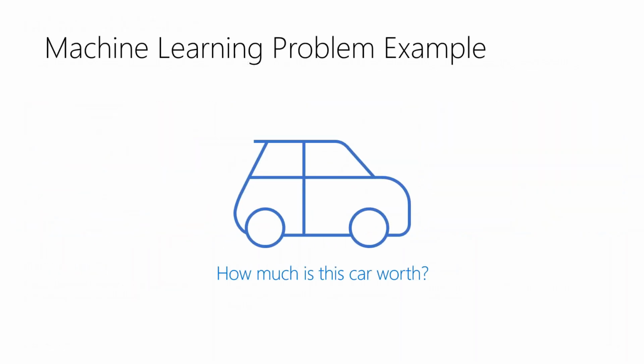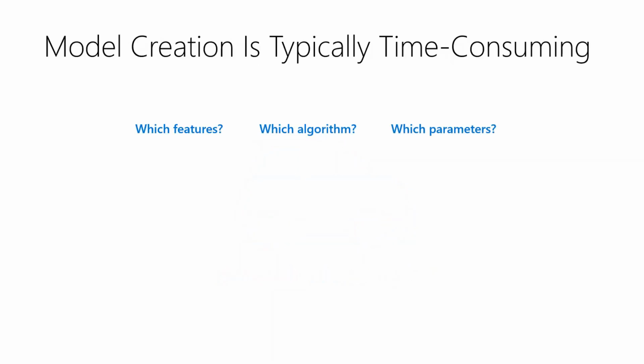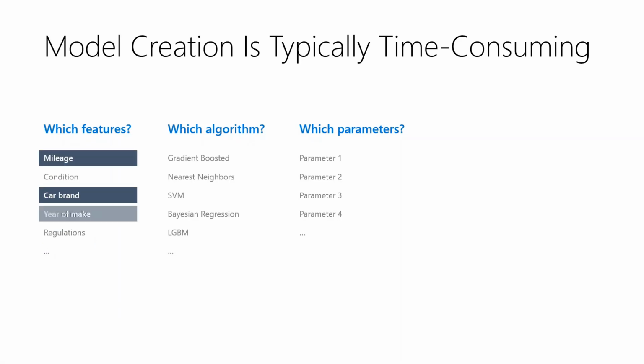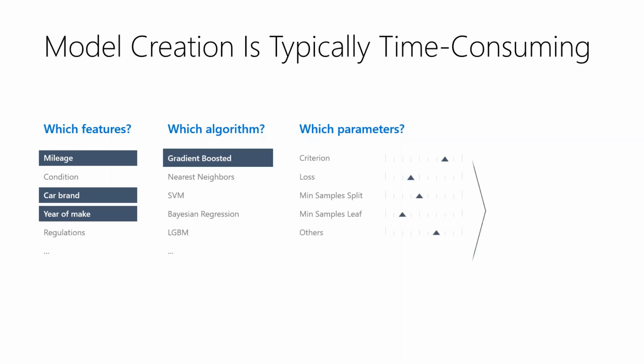So here's an example. How much is this car worth? This is the question. Model creation is typically time consuming, and you need to ask, what features do you want to use? What algorithm do you want to use? And what parameters? Parameters are different because parameters have to do with the algorithm. They're tied to the algorithm. Features have to do with the source data, so that's what that process is. And you might decide, I need certain features, I want to go with a certain algorithm, I want to go with certain parameters, and then you get an output.